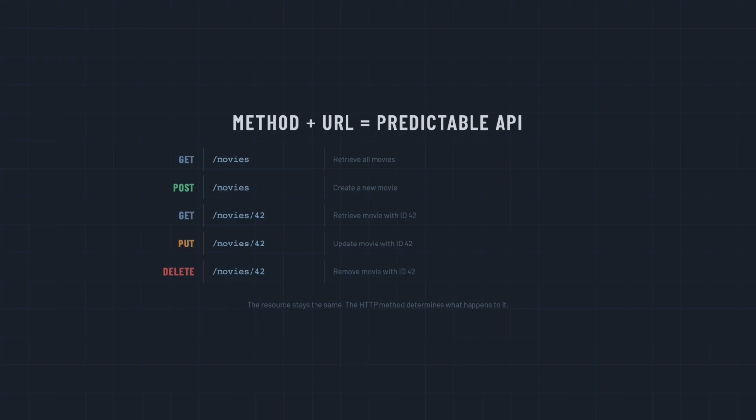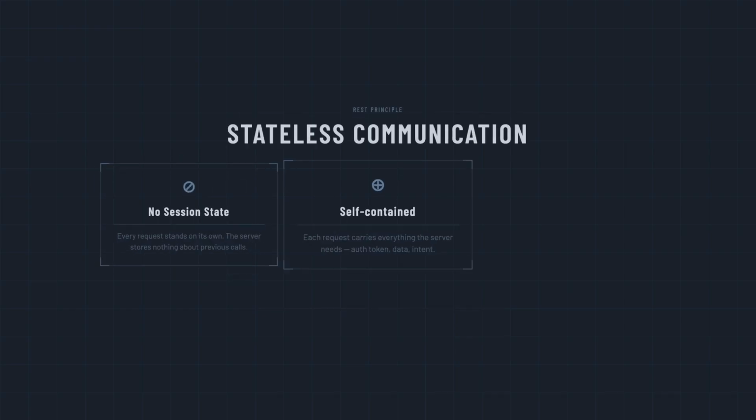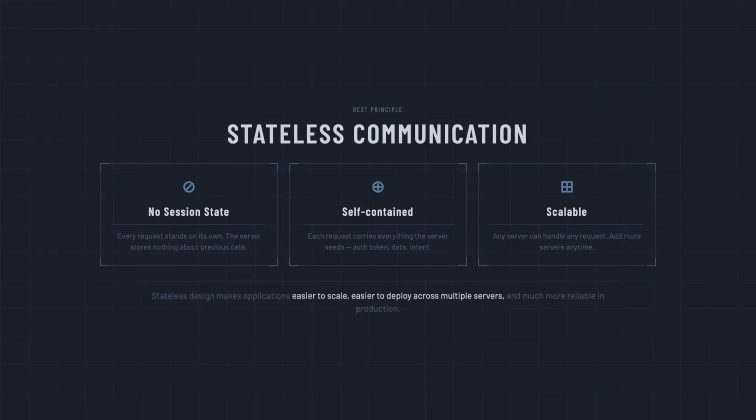Once you have learned HTTP and REST, you are not learning any specific framework. You are learning the language that modern software systems use to communicate. And now that we understand the language, let's build our first REST API.